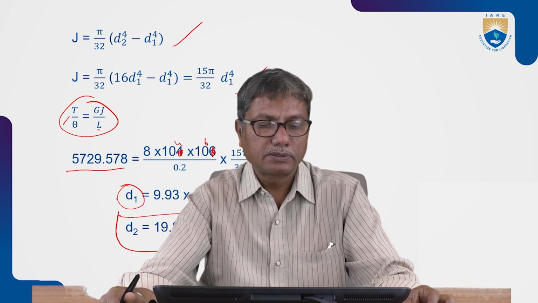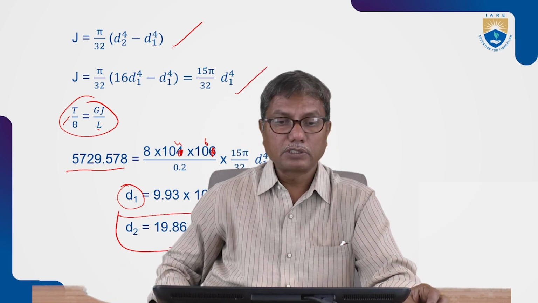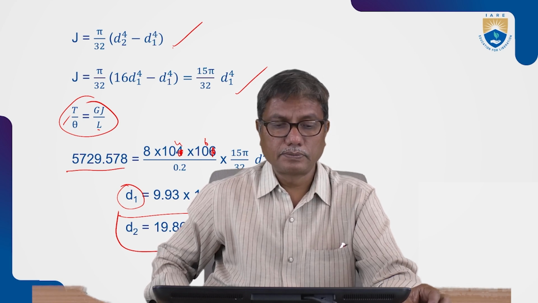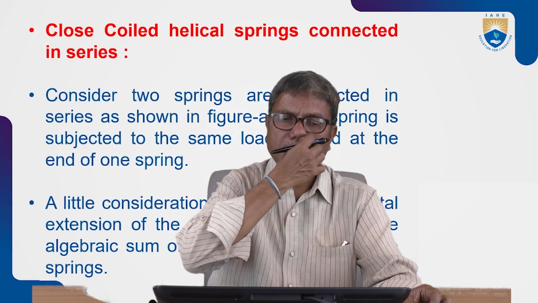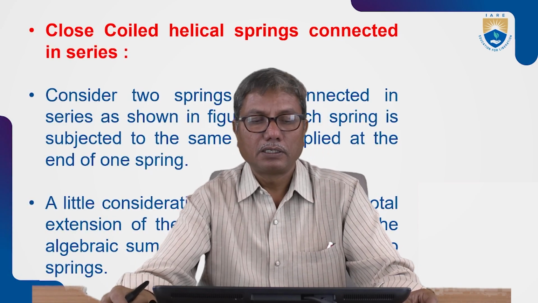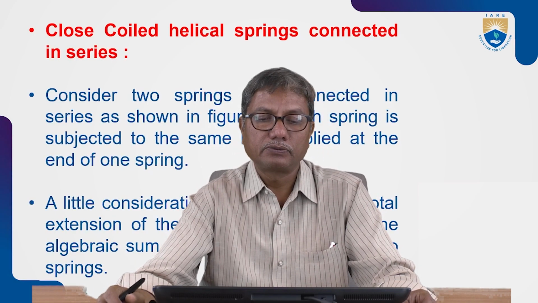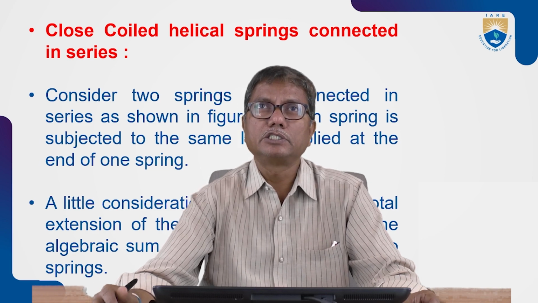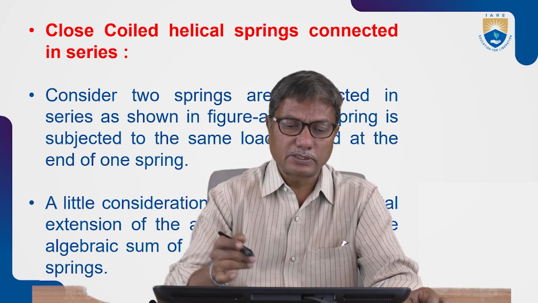The diameters. Okay. So that is the example. Now let us see the case of parallel and series connection of springs. Closed coiled helical springs when connected in series.